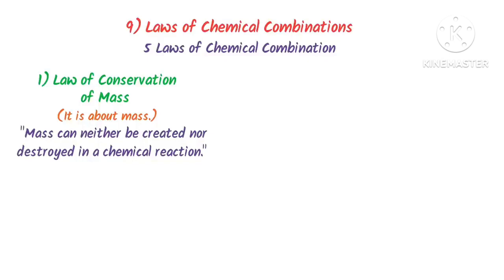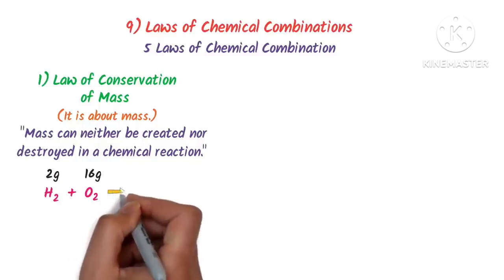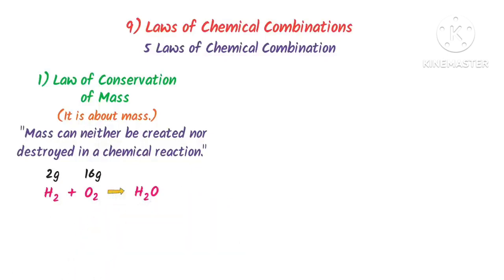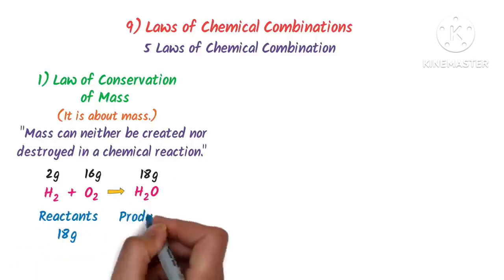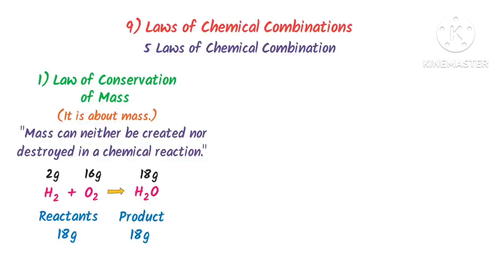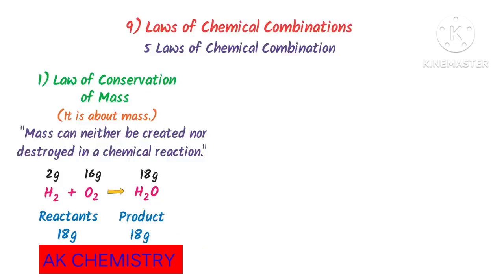For example, consider 2 grams of hydrogen and 16 grams of oxygen. When they both react together, they form water. Now, if we measure the mass of the water, it would also be 18 grams. So we say that the mass of the reactants is 18 grams and the mass of the product is also 18 grams. Thus, they both are equal. That's why we say that mass can neither be created nor destroyed in any chemical reaction.